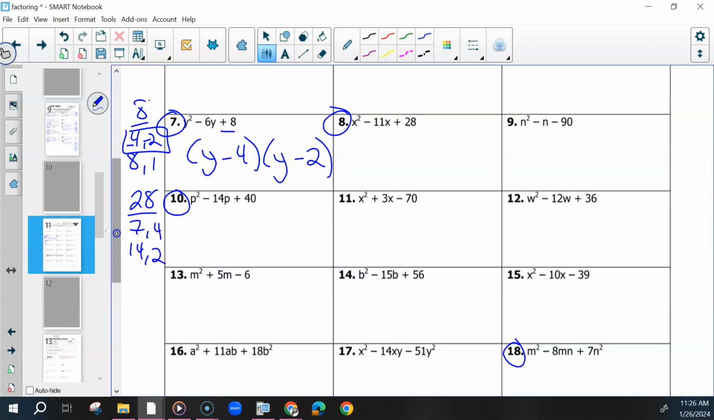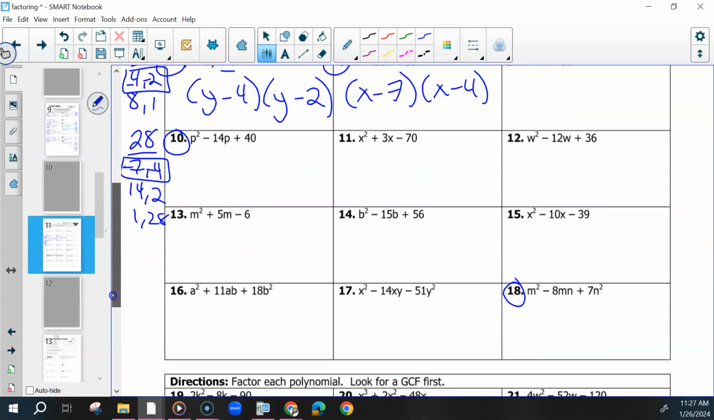28 and 1. I think 3 would work, 5 would work, 6 would work. Which of these, if I made them both negative, would give me negative 11? 7 and 4. So x minus 7 and x minus 4. Do we want to see 10 or 18?